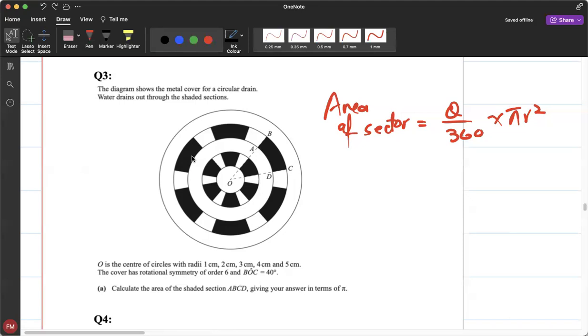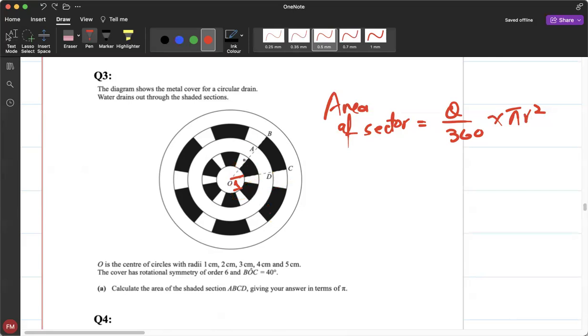So anyways, now let's focus on what the question says. It says, the diagram shows the metal cover for a circular drain. Water drains through the shaded sections. I'm sure you might have seen this somewhere. O is the center of the circle, and they've given us the radii. The first one is 1 centimeter. The second one is, of course, 2 centimeters. The third one is 3 centimeters. The last one is 4.